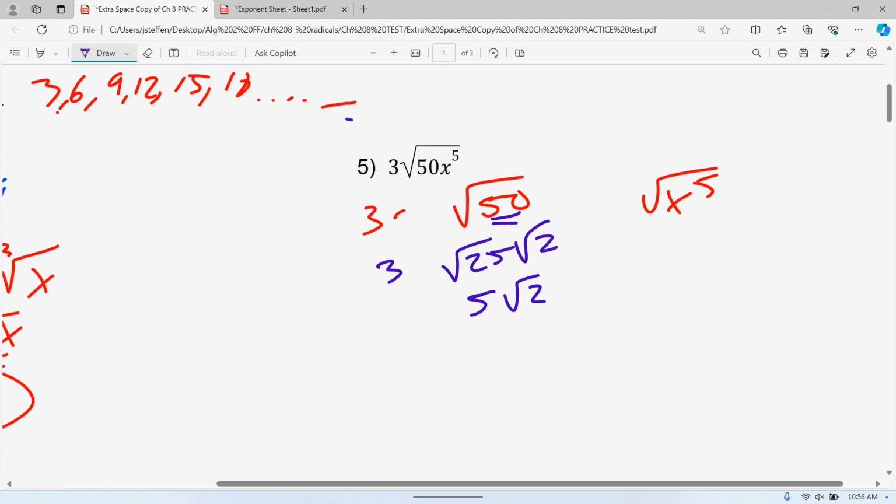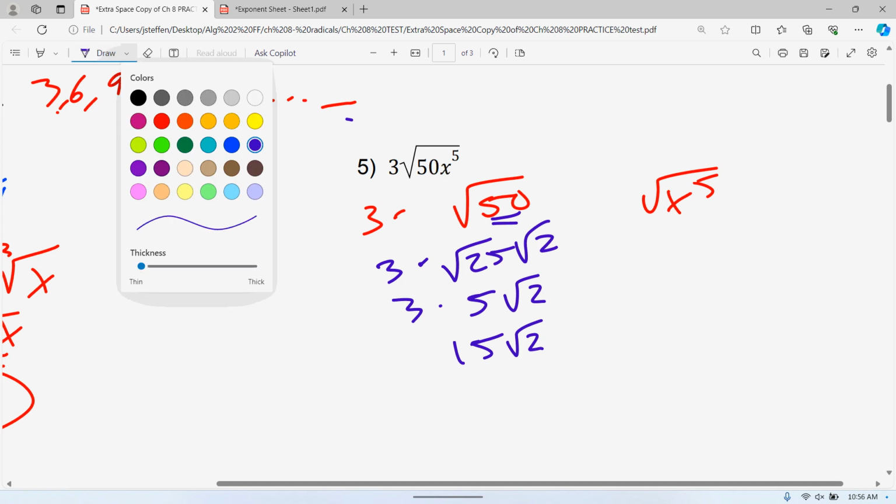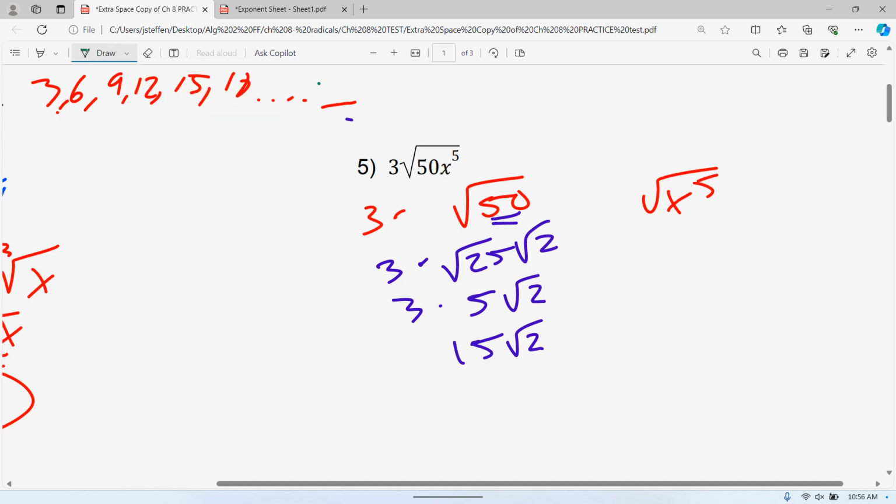And we might as well, that doesn't make any difference. So then 3 times 5, we didn't do anything with 3, is 15, so that's 15 root 2. Then go back to the variable. So again, they don't have an index number. That means it's a 2.